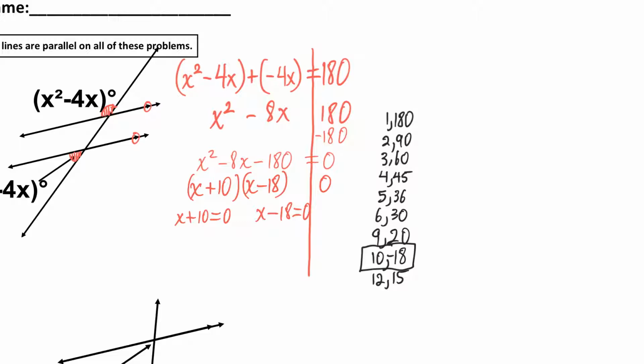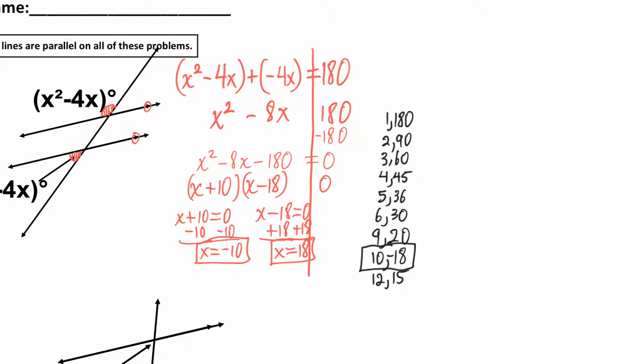So to solve for x, what do I need to do here? Subtract 10 on both sides, and it just gives me x equals negative 10. And on this other one, what am I going to do to solve for x? Add 18 to both sides, and x equals positive 18. Right? So those are my two values of x right there: x equals negative 10, and x equals positive 18.